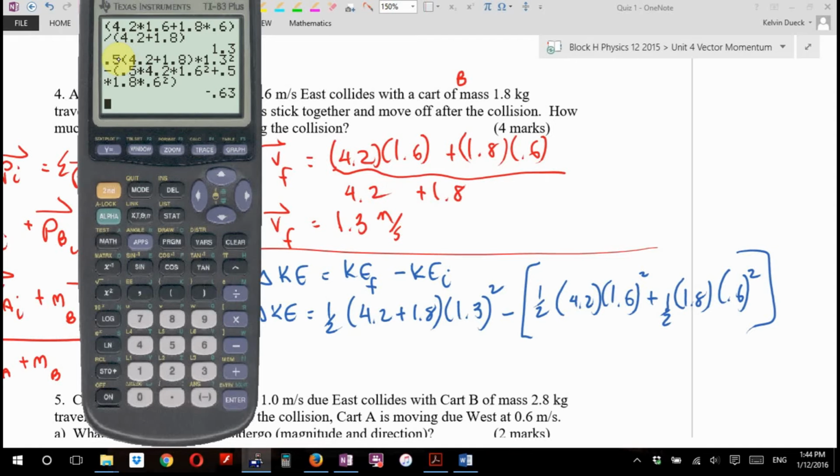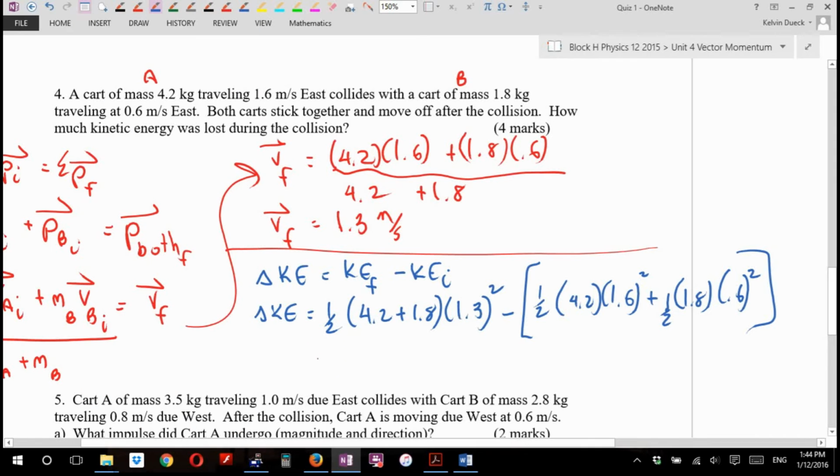A half times 1.3 squared. Take away this whole mess, which is going to be a half times 4.2 times 1.6 squared plus a half times 1.8 times 0.6 squared. Is that not right? I got that. Oh, yeah. Okay. And the negative tells us we had less energy after, we lost kinetic energy. If you didn't say your answer was negative, I won't freak out because I just said how much was lost, and you could easily say, oh, 0.63 joules was lost. Is that okay?